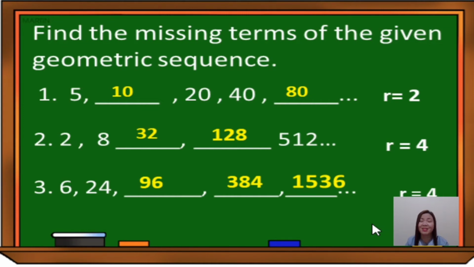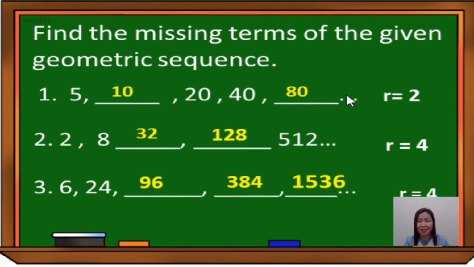Okay? So is that clear? So this time, if we are going to determine the common ratio and find the missing terms, again, to get the common ratio, just divide. 80 divided by 40 is 2. 40 divided by 20 is 2. 20 divided by 10 is 2. 10 divided by 5 is 2. So therefore, their common ratio is 2.